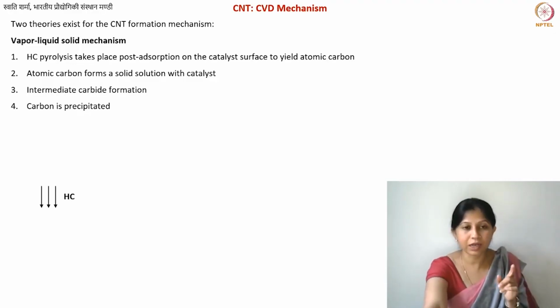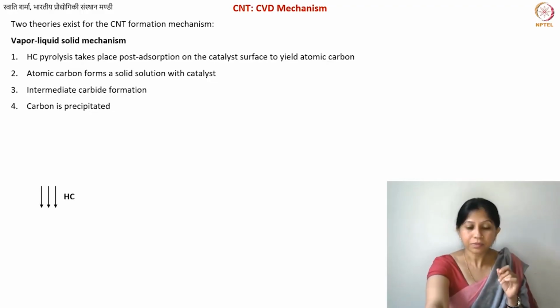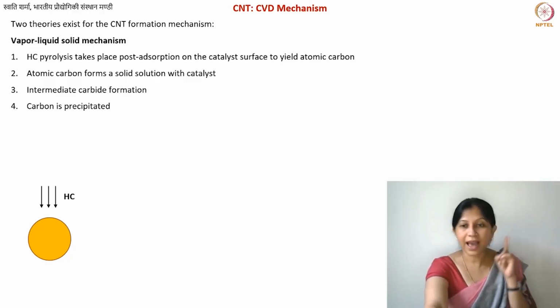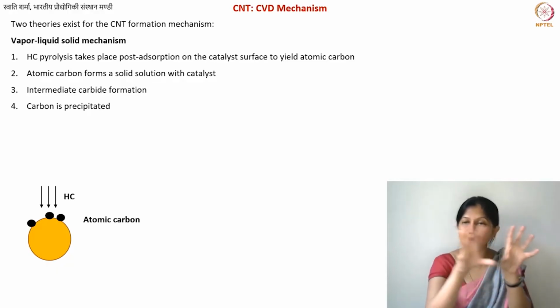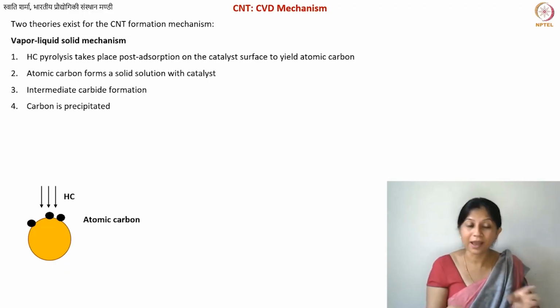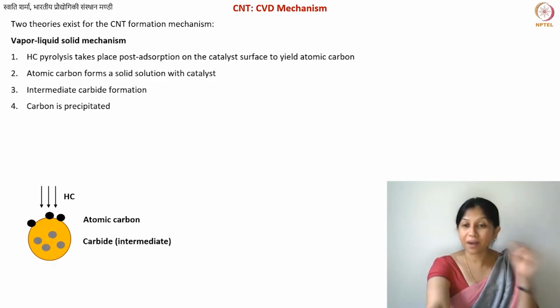So let me also show it with the help of a diagram. This is your hydrocarbon gas, and this is your catalyst particle. The hydrocarbon gas deposits on top of the surface of your catalyst, and that is where the reaction takes place. That is where you have the pyrolysis taking place, and now you have atomic carbon species. These carbon species then go inside your catalyst particle, and now you have a metal carbide there.